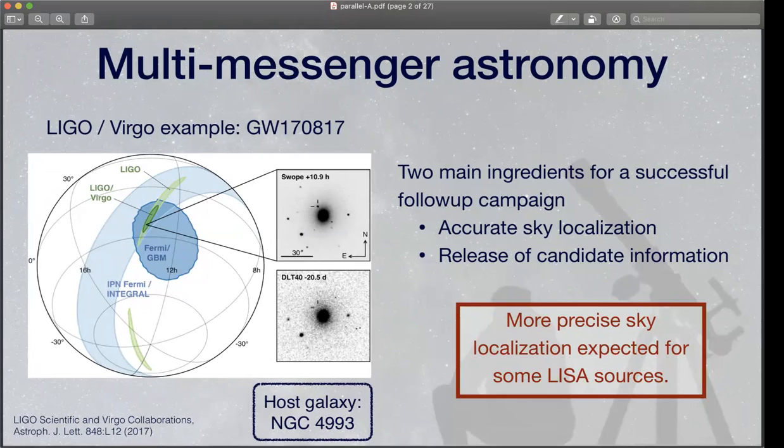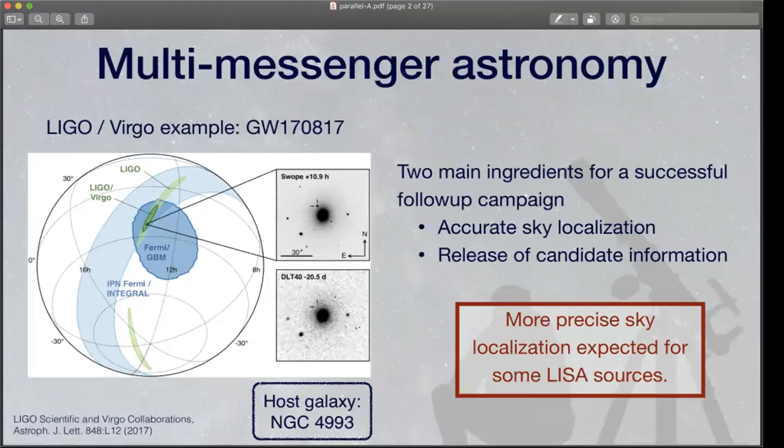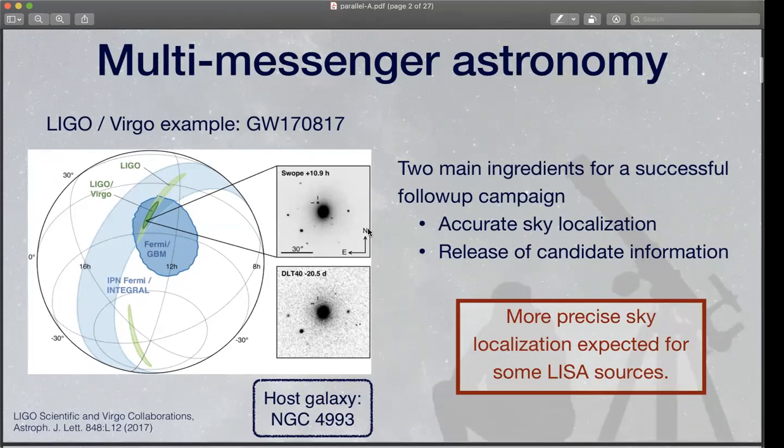So the main ingredients that we need for a successful follow-up campaign are accurate sky localization, so that we can point the telescopes and don't need too much time to cover the entire region, and also the release of candidate information, so that the astronomers know that there is a gravitational wave candidate and can follow it up. So we know that with LISA, there are some sources that we expect to have much more accurate sky localizations. There are simulations that show it can be from a few square degrees to a few arc minutes. So it's going to be a bit easier in terms of covering the sky. We'll also see what information will be released for LISA sources.